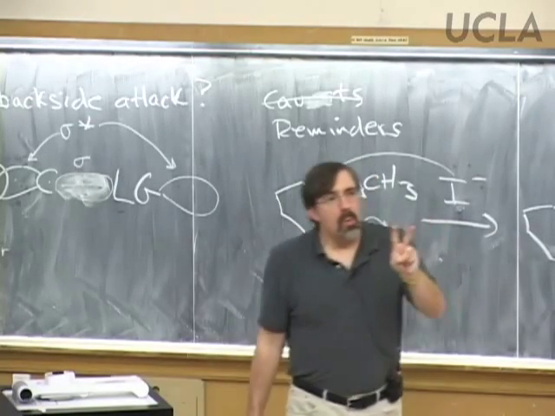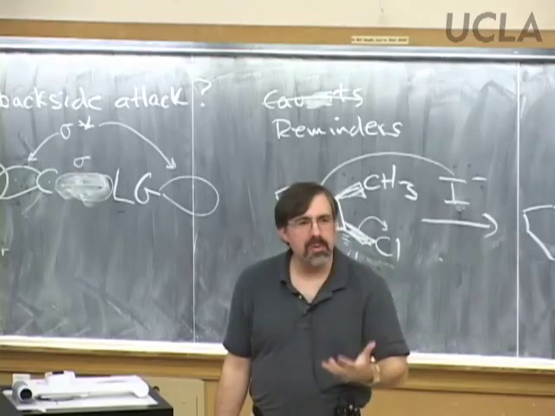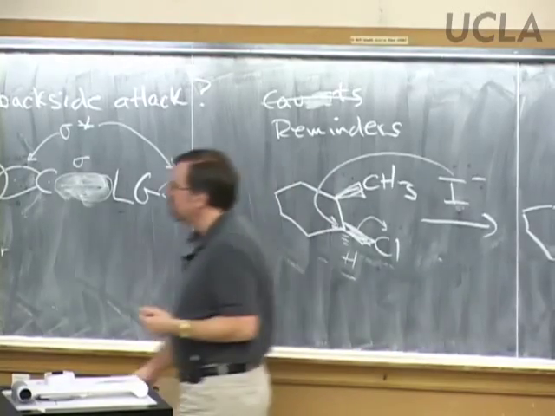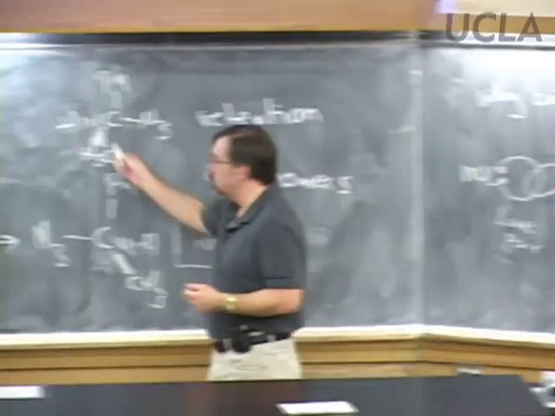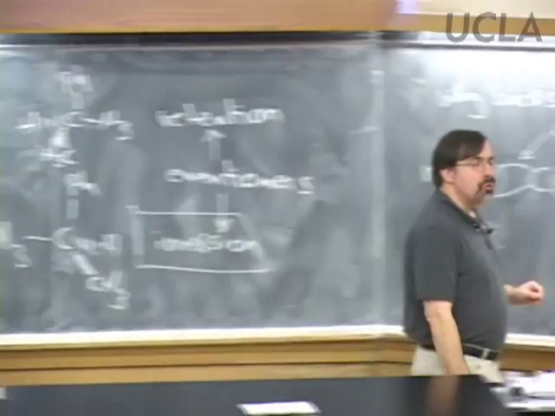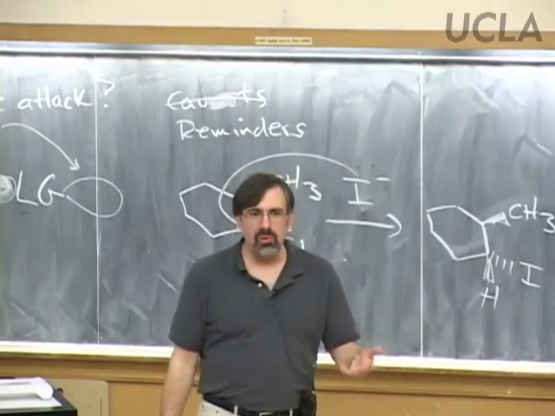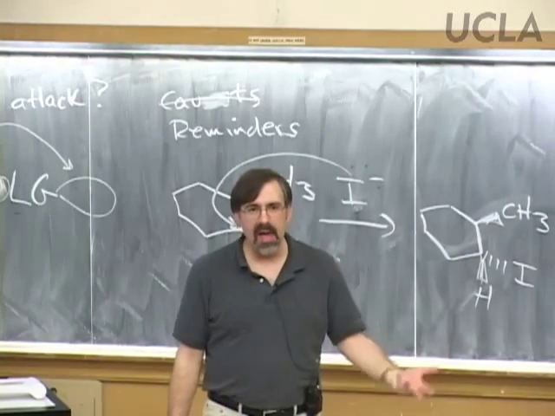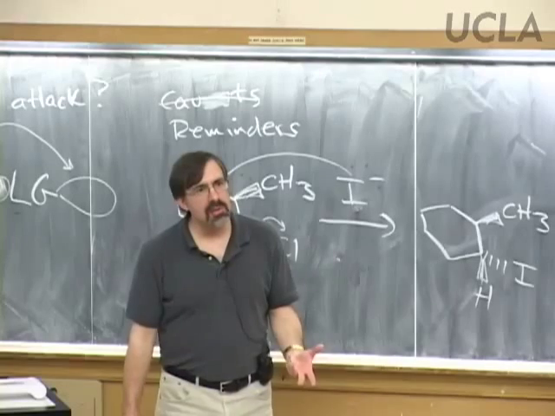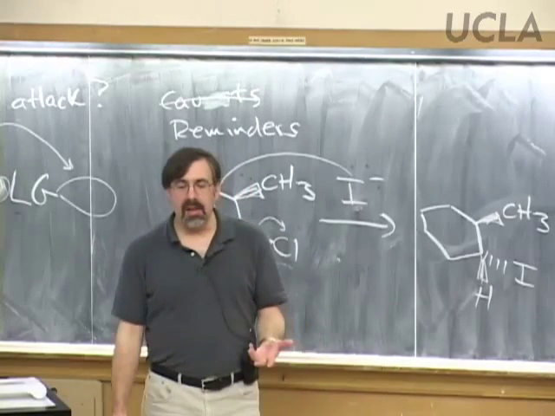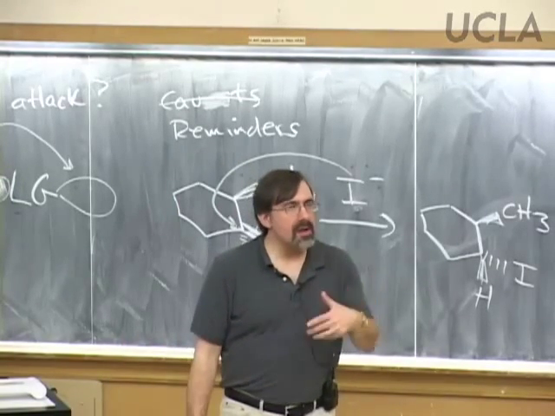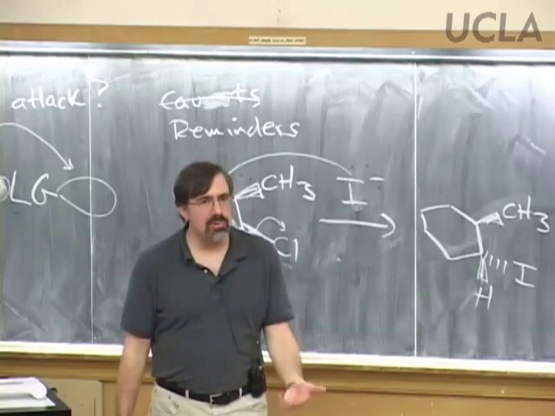Number two, when we talk about the product of this reaction, over here we said these were enantiomers. That's correct. Do not, however, be led to the idea that every single SN2 reaction leads to a product which is an enantiomer of the reactant. As a matter of fact, those cases where the product and the reactant are enantiomers are really rare.